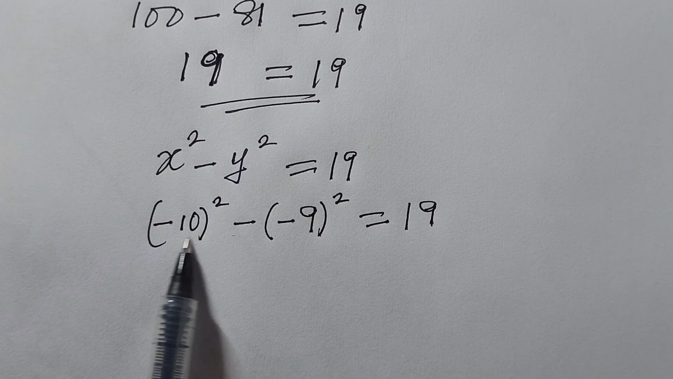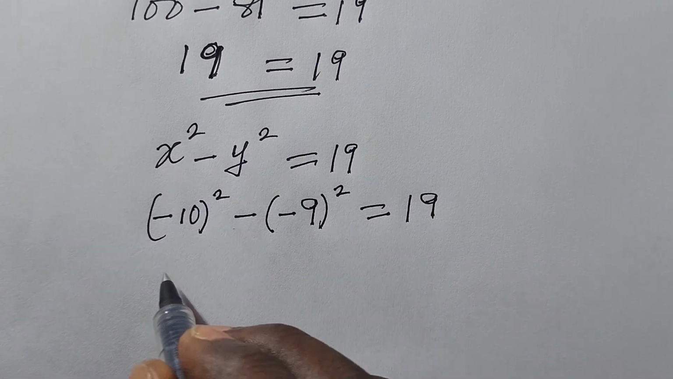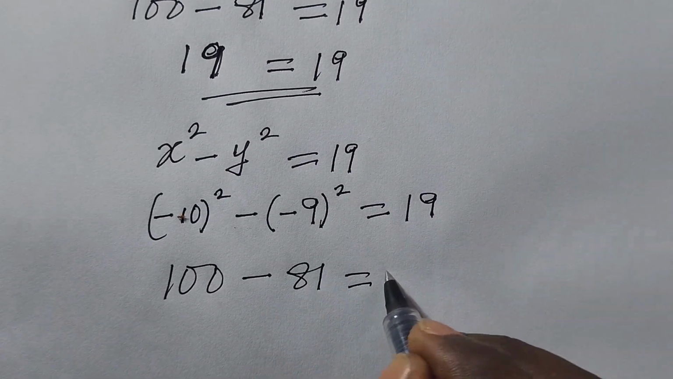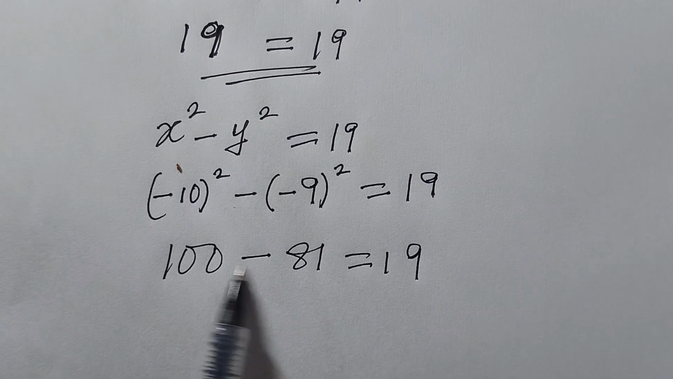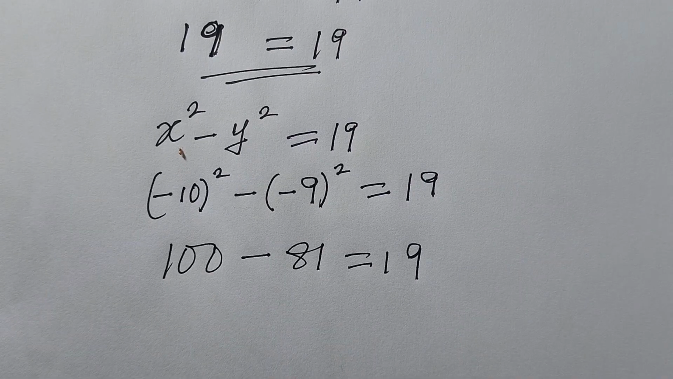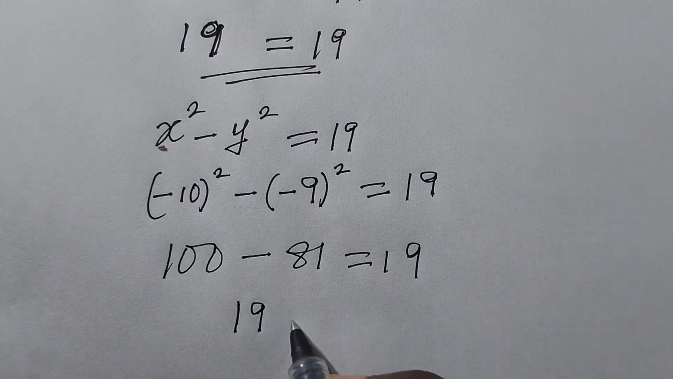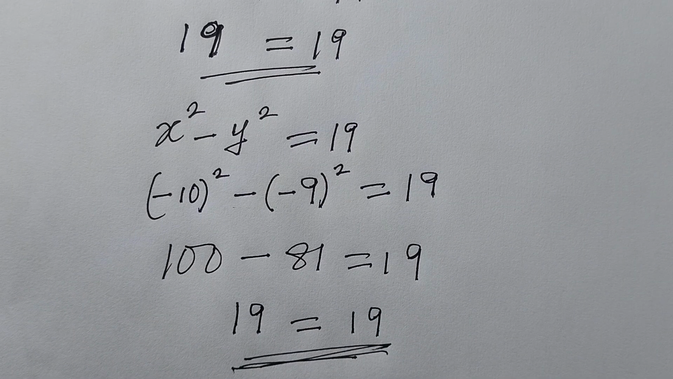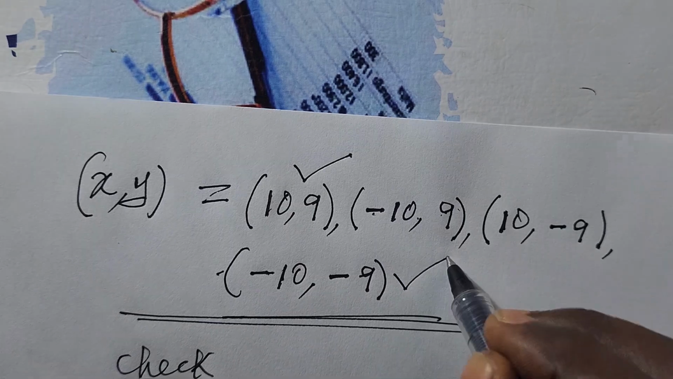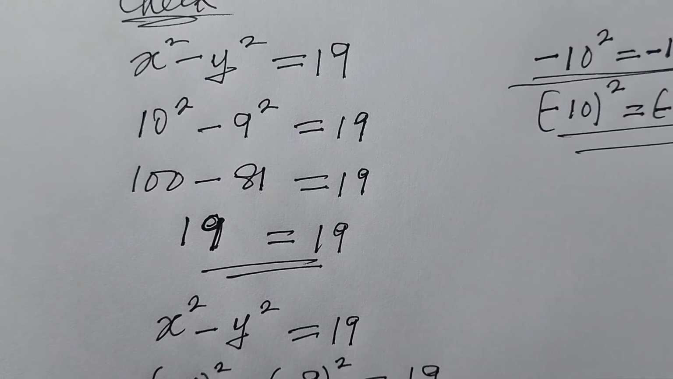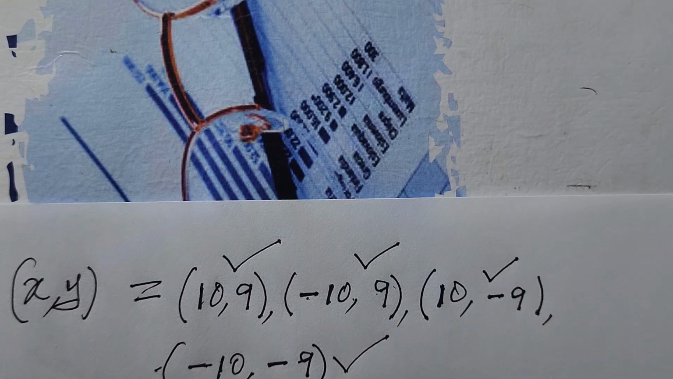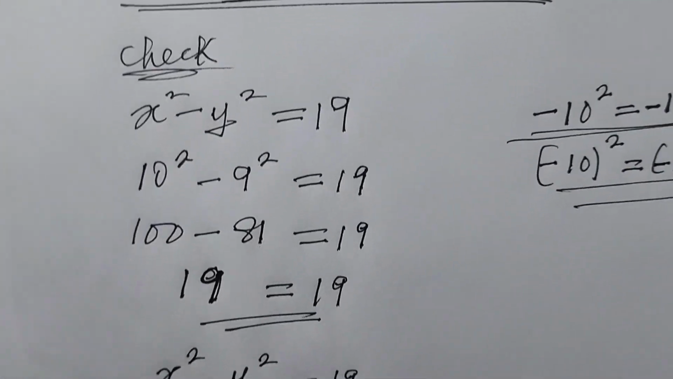So look at what we have in here now. (-10) to the power of 2 will give us 100, minus (-9) to the power of 2, which gives us 81, equal to 19. If we subtract like we did in the previous one, this will give us 19 equal to 19. All right, so this brings us to the end of this math challenge. If we do that for the second pair and the third pair, we will discover that they all satisfy the original equation.